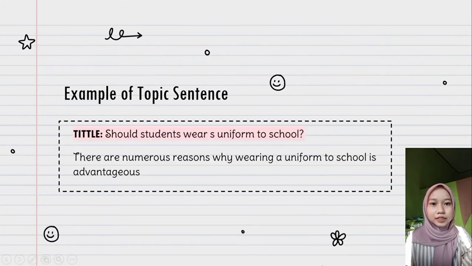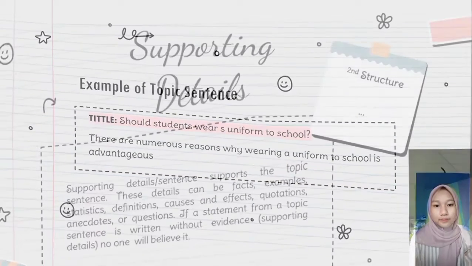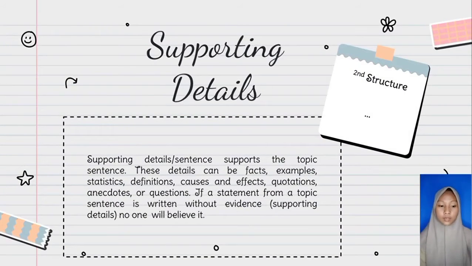An example of a topic sentence: there are numerous reasons why wearing a uniform to school is advantageous. So from this topic we can add more details to support this statement. Next, supporting details. Supporting detail sentences support the topic sentence. These details can be examples, statistics, definitions, cause and effect, quotations, anecdotes, or questions. If a statement from a topic sentence is written without supporting details, no one will believe it.